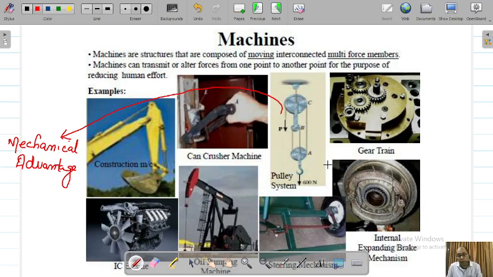So a gear train is also a machine, as is a pulley system, a can crusher, this construction machine, your internal combustion engines, your oil pumping machine, the oil rig, and internal expanding brake mechanisms. We have a brake shoe and hydraulics: in the pipe you have pressure transmitting pipes which press the brake shoes, and they touch along the drums of your brake and stop the vehicle. Again, friction will be involved also. The car steering mechanism is also a machine system.